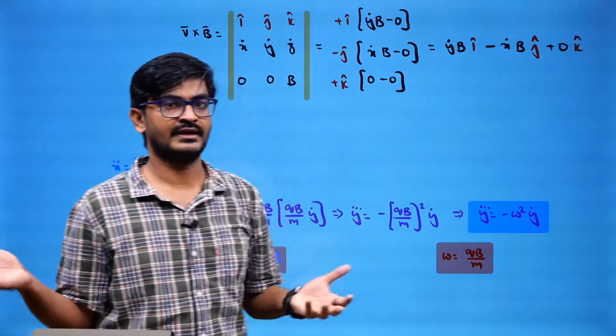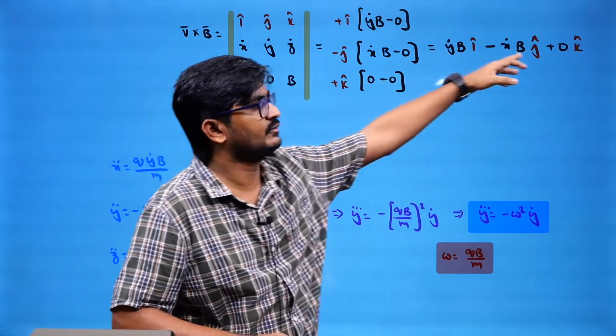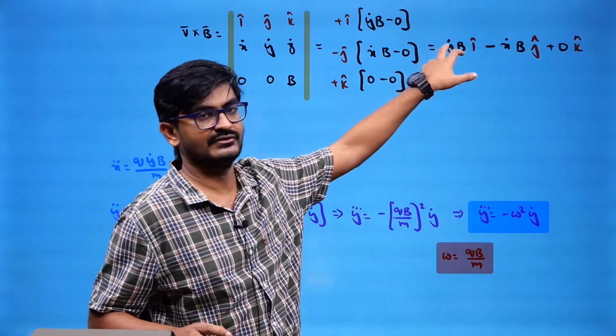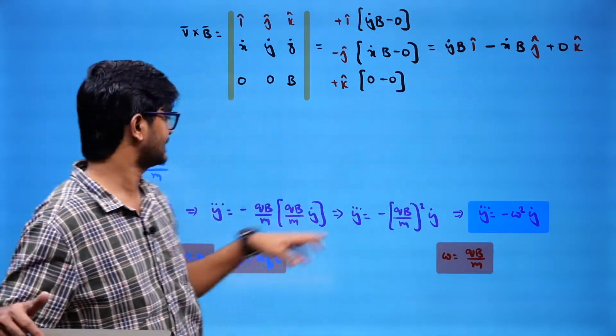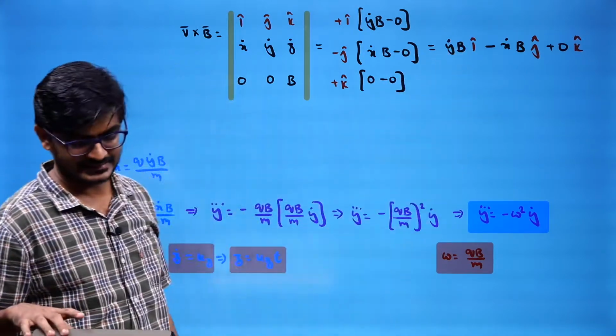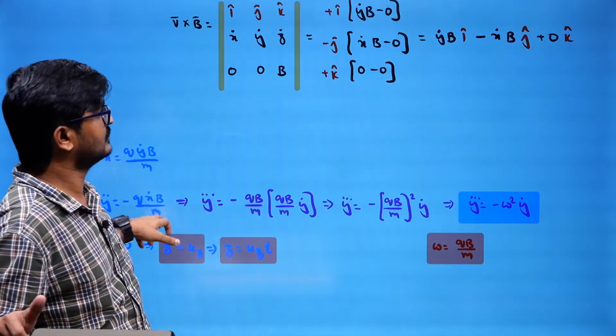So now I got V bar cross B bar is this much. From here, if I want to find force, what I need to do? I need to multiply with Q. Q into V bar cross B bar will give me force. If I divide with mass, I will get acceleration. So I will be multiplying with Q and dividing with m, so that I get acceleration. So what is the acceleration along x axis? It is Q by m into y dot into B. What is acceleration along y axis? Q by m into minus x dot into B.